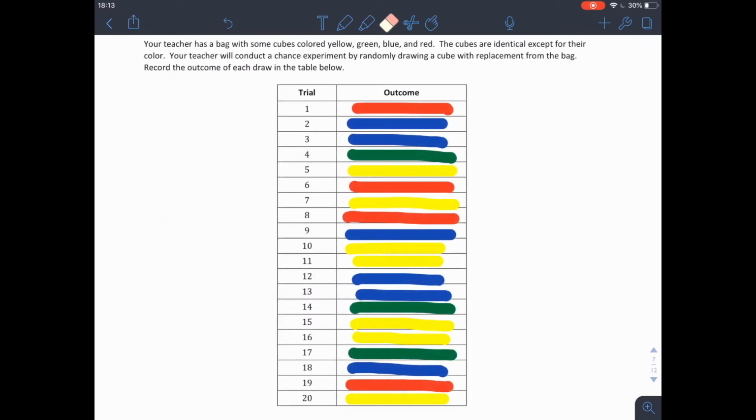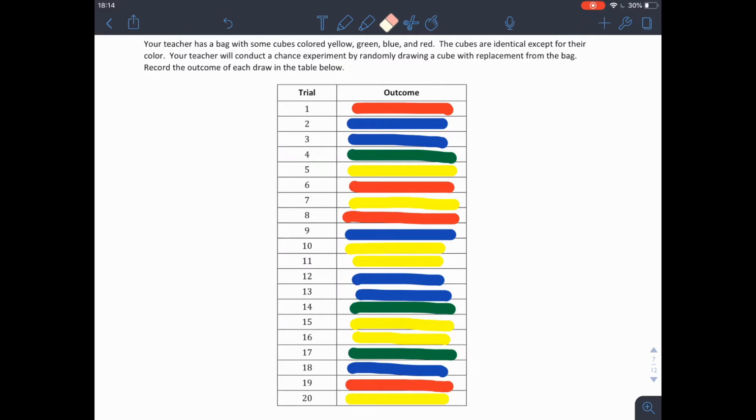So now that we've reviewed sample space, let's dig into some of the differences between experimental and theoretical probability. So your teacher has a bag with some cubes colored yellow, green, blue, and red. The cubes are identical except for their color. Your teacher will conduct a chance experiment by randomly drawing a cube with replacement from the bag. Record the outcome of each draw in the table.